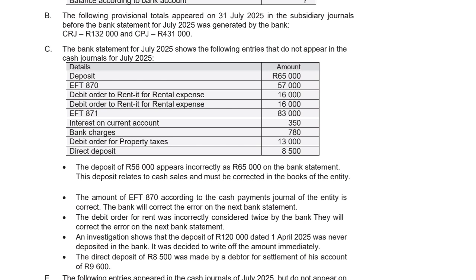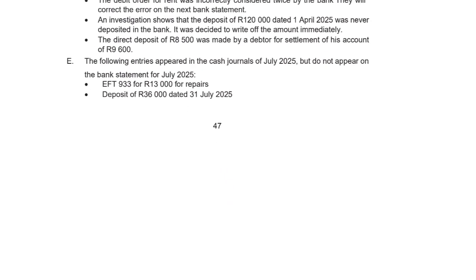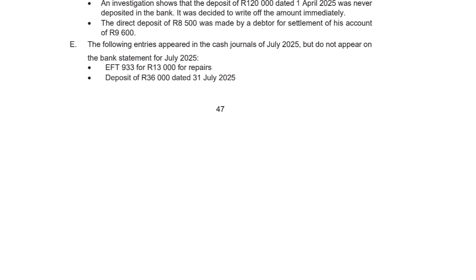Then all these bullets underneath will give you more information about this table to see whether we're going to fix it in our CPJ, in our CRJ, or in our bank reconciliation statement. But we will read each one entry by entry when we get to our answer sheet on the next page. And then E, the following entries appeared in the cash journals but not on the bank statement. So we have an outstanding EFT of 13,000 Rand that will go to our bank reconciliation statement, and we have an outstanding deposit of 36,000 that will go to our bank reconciliation statement.